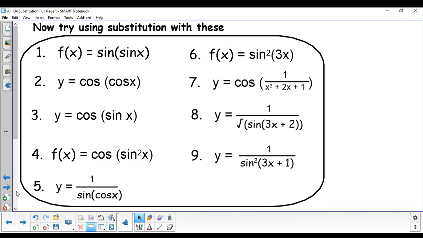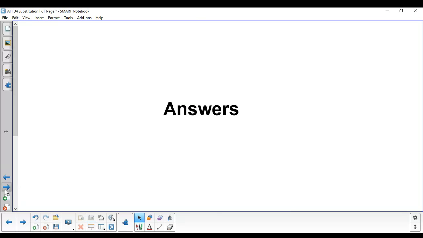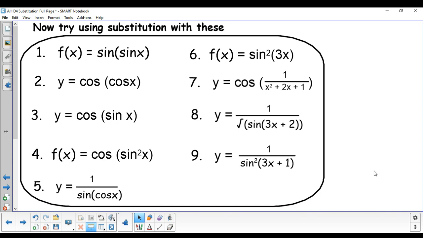Okay, you're going to try these now. You'll find that these are on page 19 of your PDF, and then the answers are to follow. So you'll find the answers are after this, so you can go through them all, okay, but that is page 19. That is your task for substitution.